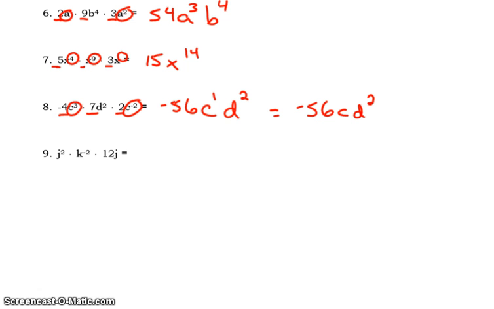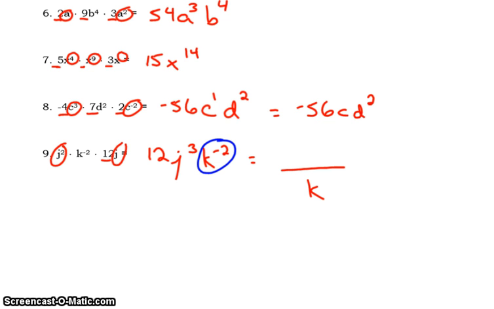Number 9 only has a coefficient of 12, so I'm going to keep the 12. Notice I've got j's, so I've got j to the 2nd times j, which is j to the 3rd, and then k to the negative 2. There's nobody to multiply the k by. But notice that k has a negative exponent, so I can't leave that as an answer. The k is the one that has to move to the denominator because k is the only one with a negative exponent. The 12j to the 3rd stays in the numerator because it doesn't have any negative exponents.